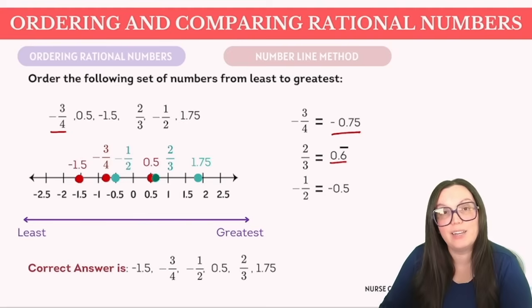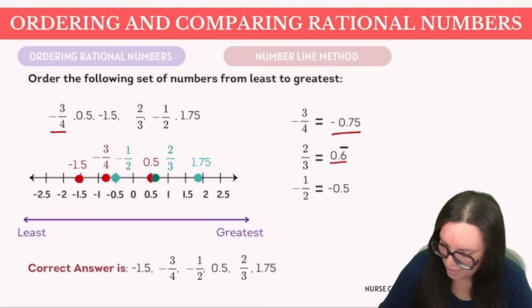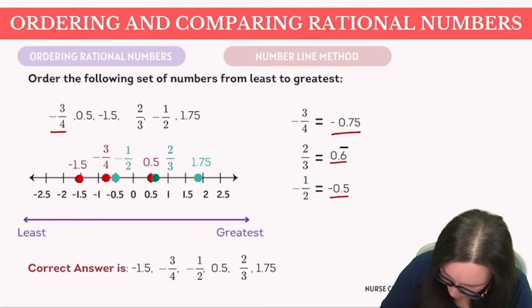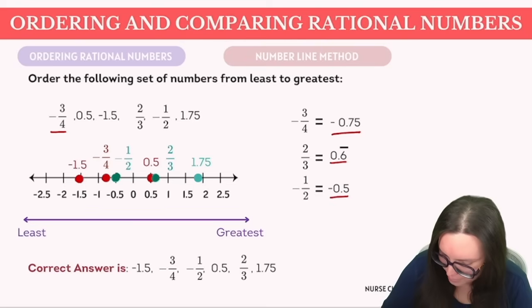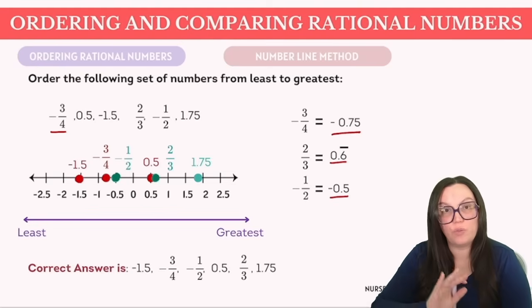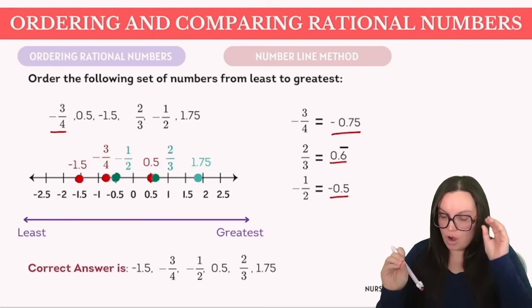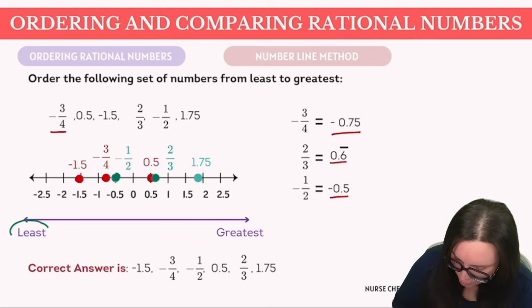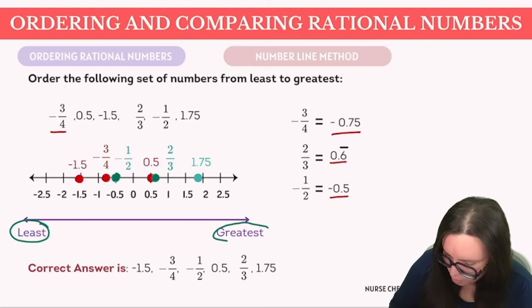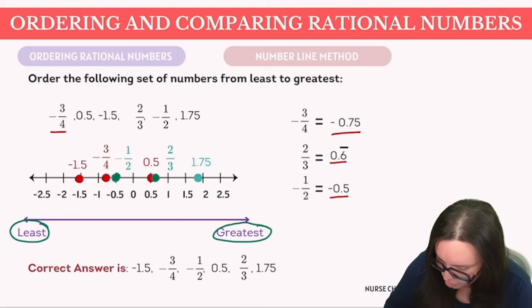Next, we have -1/2. So -1/2 is going to give us -0.5, and we are going to put that right here on our number line. And then our last number is 1.75. So 1.75 is going to be way over here to the right of our number line. So if we're taking a look at this, we've already plotted it, we can get our numbers from least to greatest. So least is all the way over here on the left and greatest is all the way over here on the right. So we're just going to move our way down.